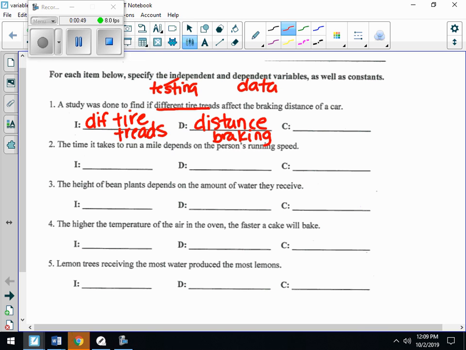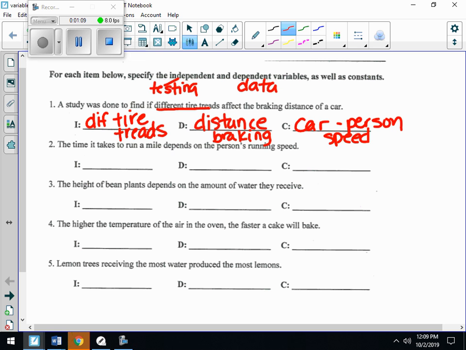Constants. You need to test the same car. You need to have the same person drive, at the same speed before you brake. Everything is constant except for the independent variable. That's the thing you're changing. And then the dependent variable, or the responding variable, is the result of what you tested.